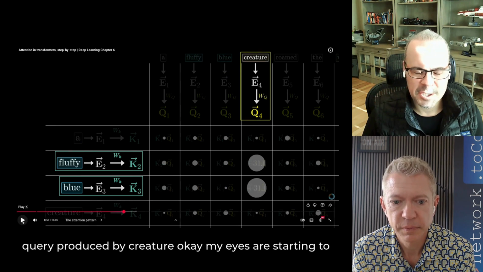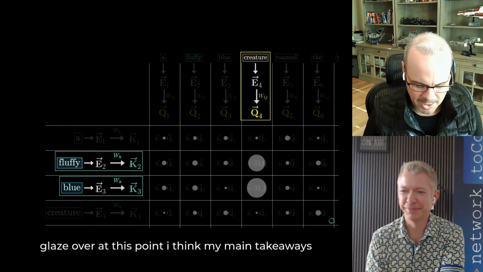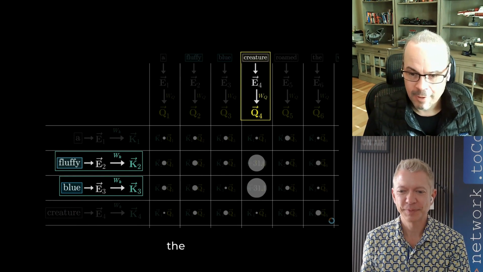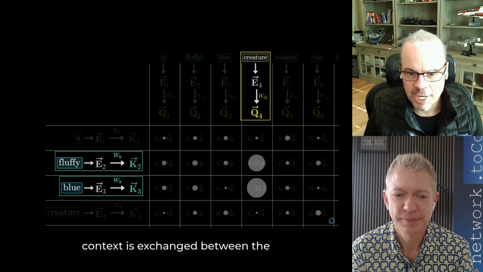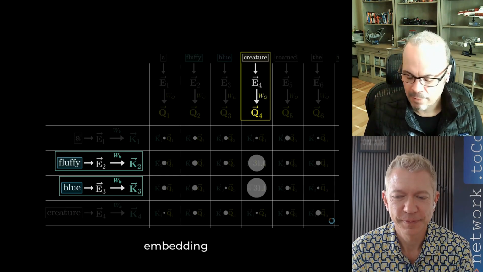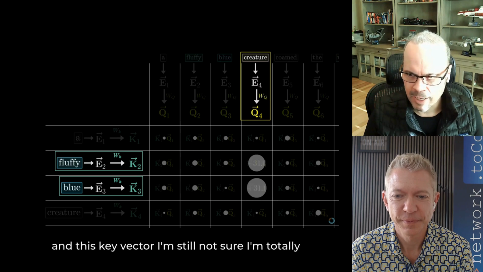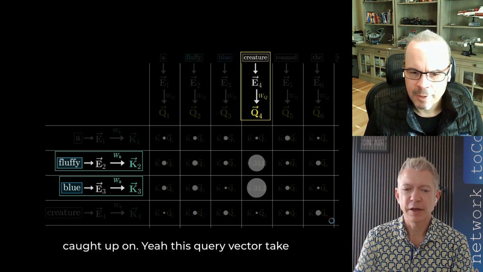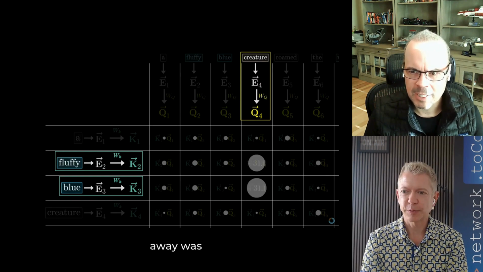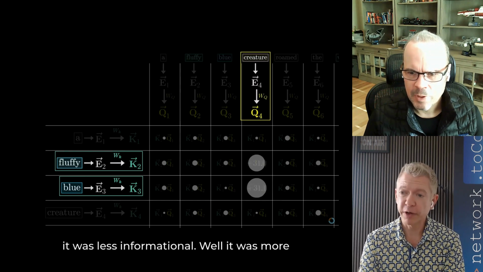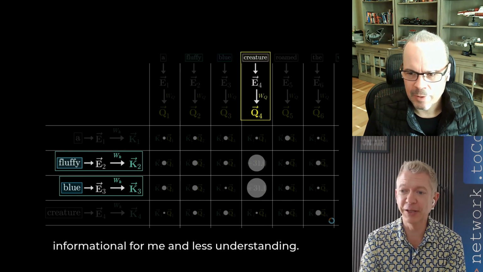Okay, my eyes are starting to glaze over at this point. I think my main takeaway from this session is that the context is exchanged between the embedding vectors by the query vector and this key vector. I'm still not sure I'm totally caught up on the query part. My big takeaway here was less informational. Well, it was more informational for me and less understanding.